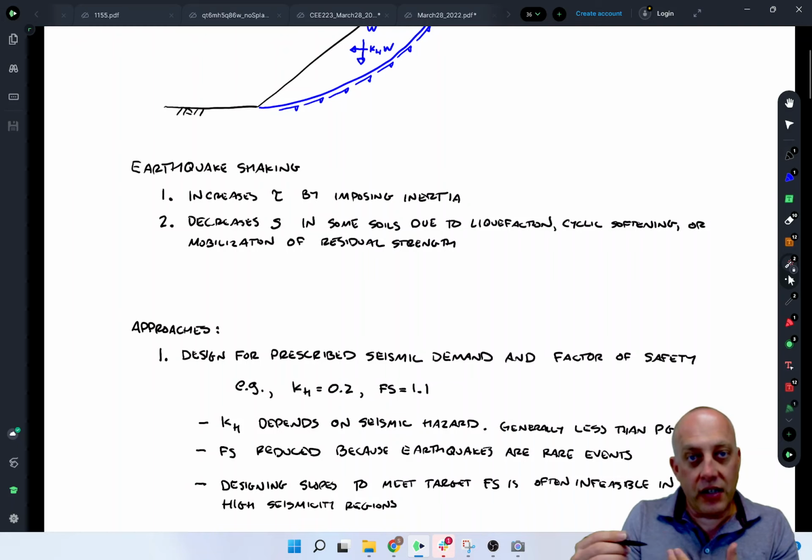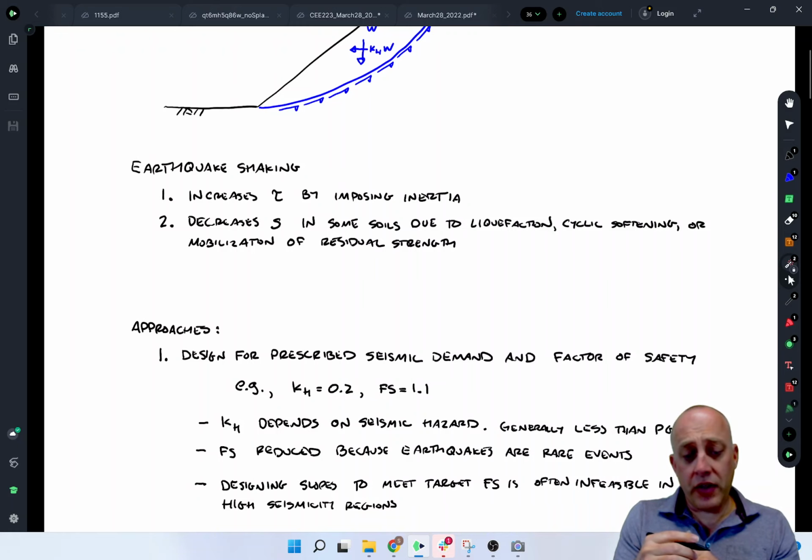One problem with this procedure is that designing slopes to meet this target factor of safety, especially in high seismic regions like here in Los Angeles, it's often infeasible. Like you just can't get a factor of safety of 1.5 or of 1.1, even with a kh as low as 0.2. And so, we often will look at, well, okay, we can't get this factor of safety requirement. What else can we do?